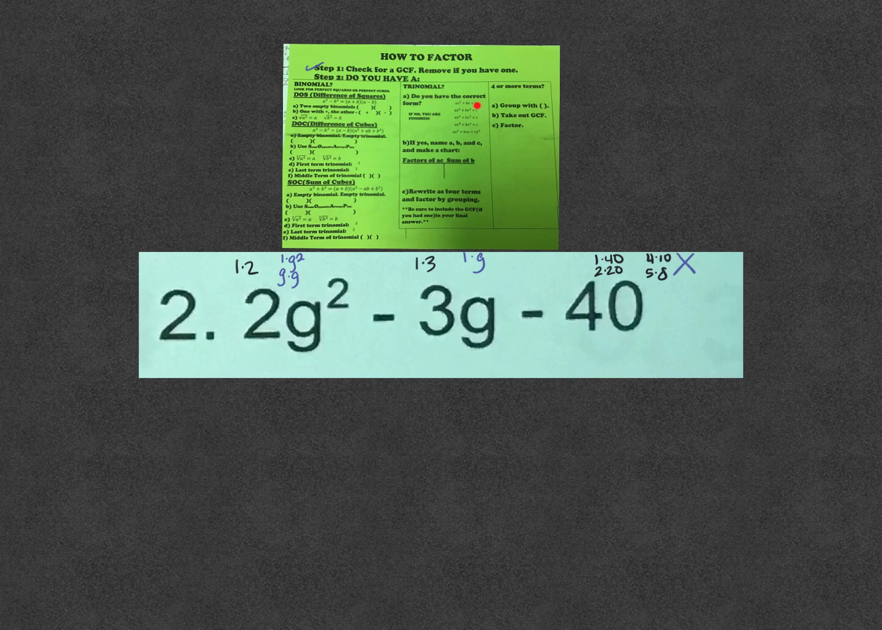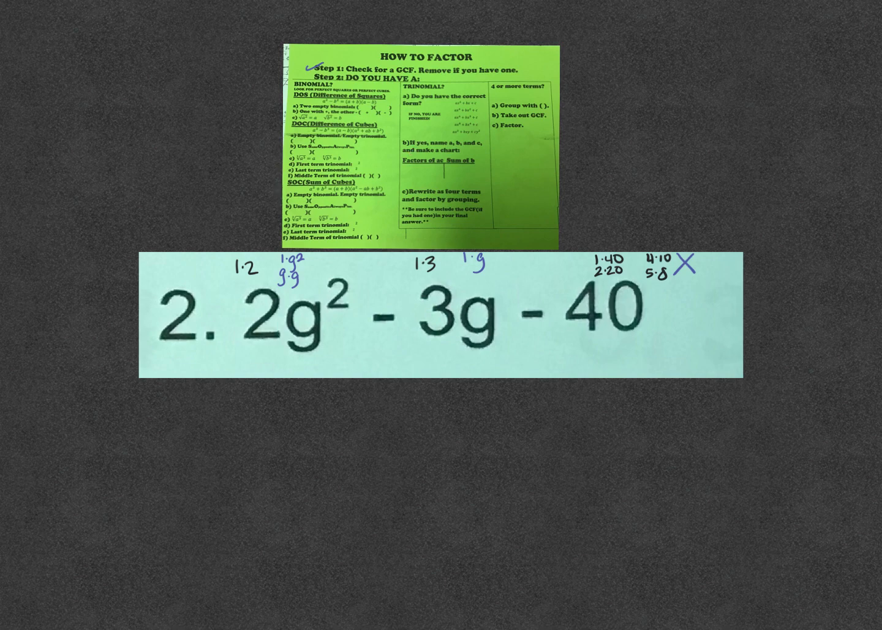Next it says, do you have the correct form? When it asks that, it's asking you, is this exponent here, g to the first power, half of this exponent? Is 1 half of 2? Yes, it is. So that means it's in, I think, the first form. That's really tiny. I can't tell, but I think it's the first form. So I do have the correct form. So now that I know I have the correct form, I'll move on to B.